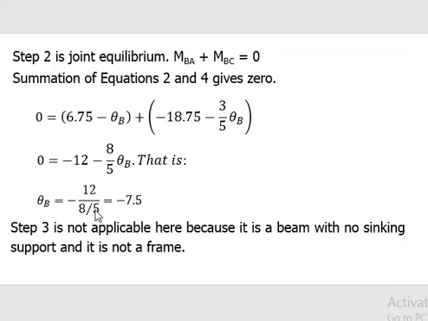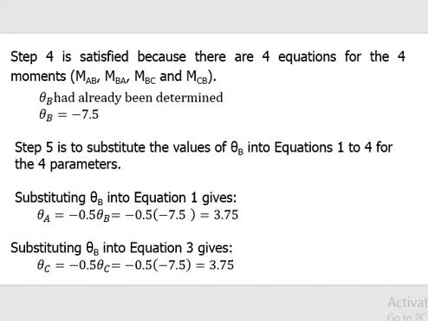We go to step 3. In this case, step 3 is not applicable because it's a beam with no sinking of support and it's not a frame. We go to step 4. Step 4 is satisfied because there are 4 equations for 4 parameters: MAB, MBA, MBC, and MCB. These are the 4 parameters and you have 4 equations to solve. Theta B had already been determined as minus 7.5. So that takes us to the end of step 4.